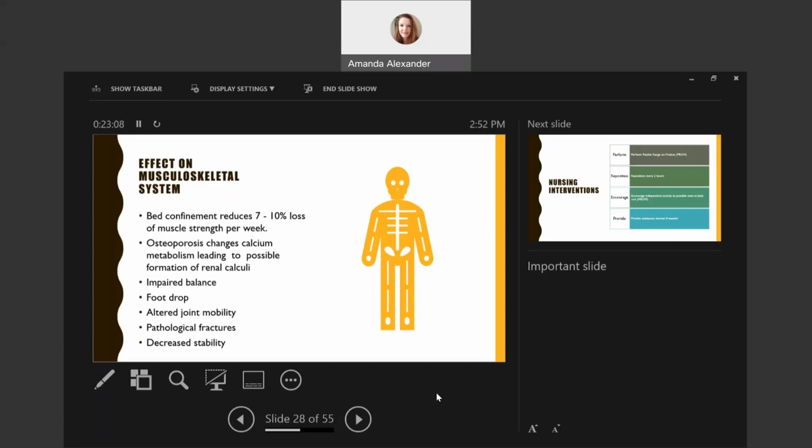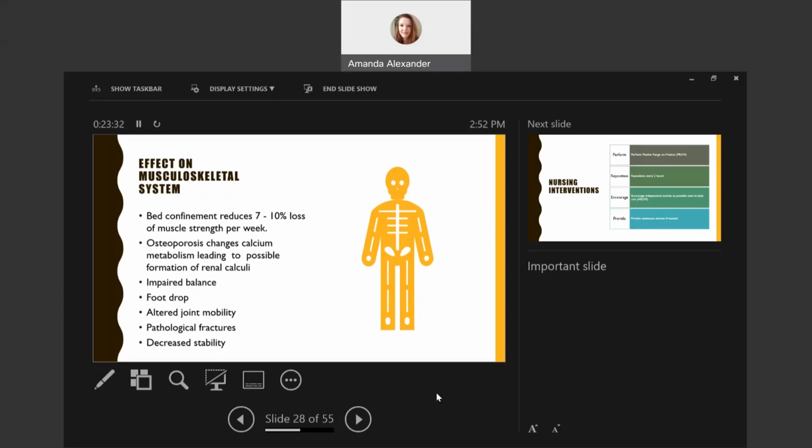Foot drop can occur due to immobility or bed rest. Altered joint mobility. If the patient becomes weak and they're not able to move the joints, sometimes they will become stiff. Pathological fractures can happen. A pathological fracture is a fracture in a bone that occurs just on movement, no pressure needed.